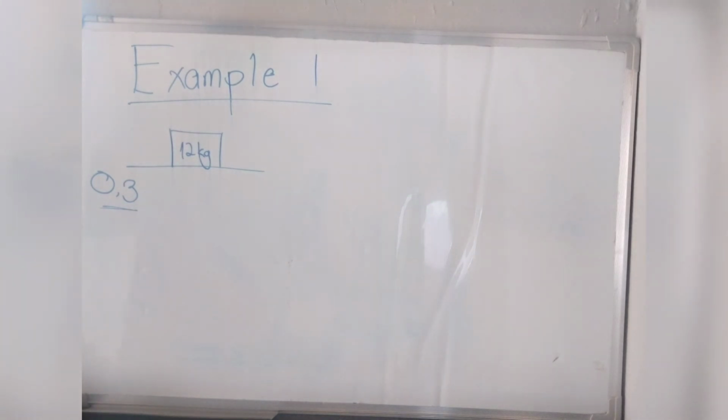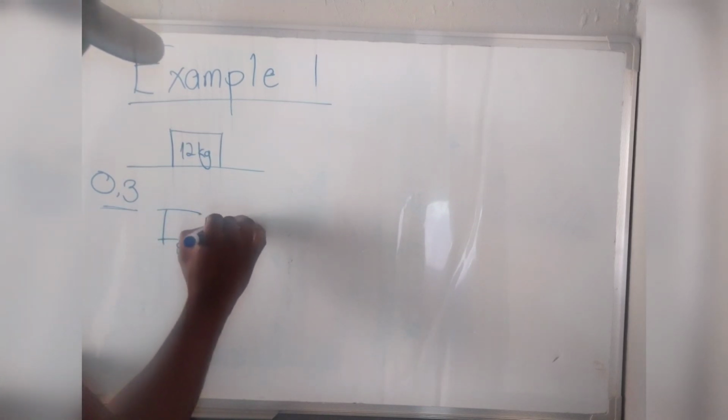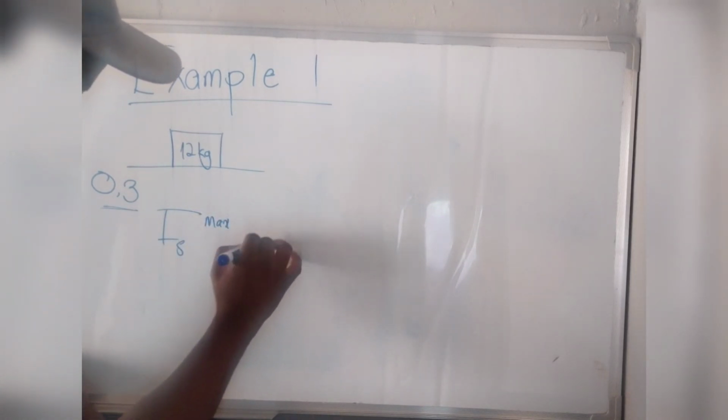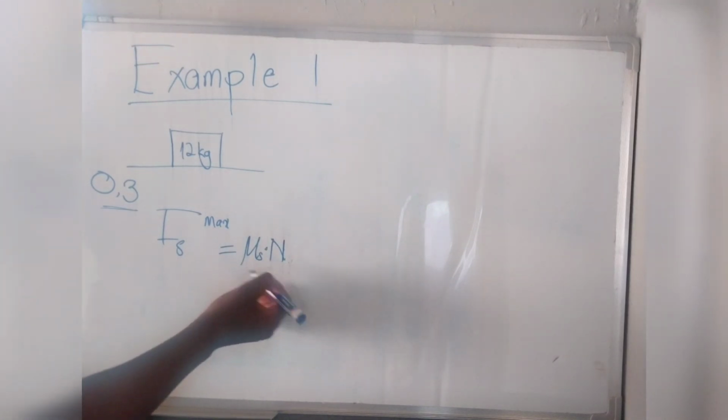If I were to apply a force to move this box, I would need to apply a force greater than the maximum static frictional force. We know our equation to be: Fs max is equal to mu s times N. N is the normal force.